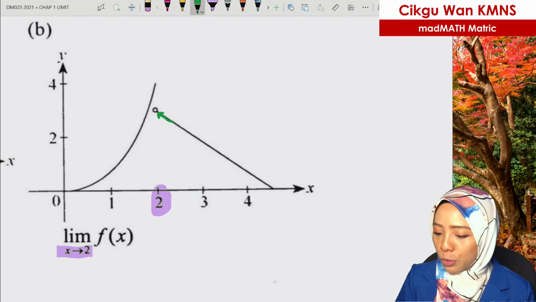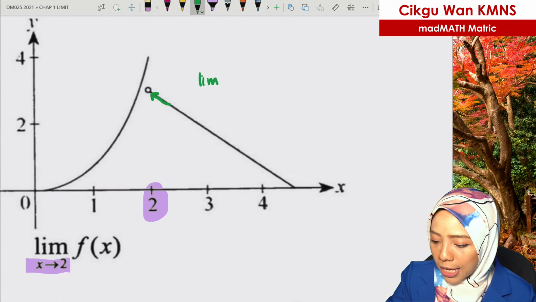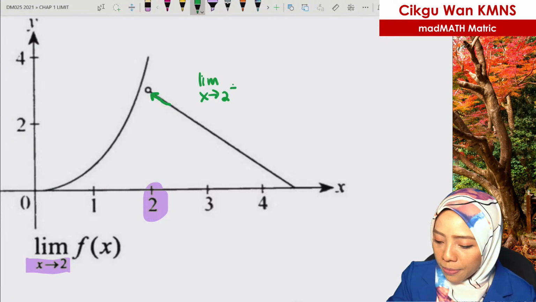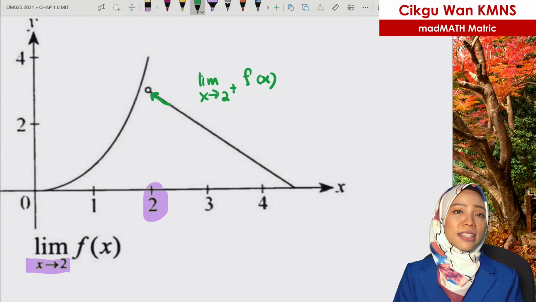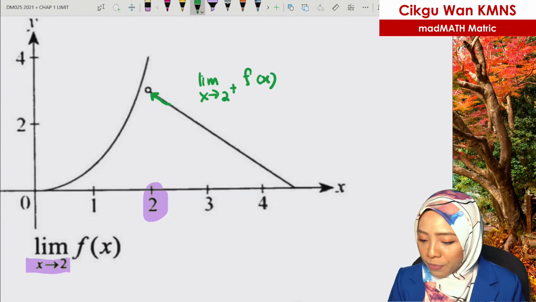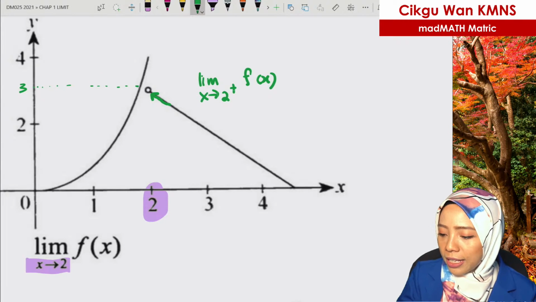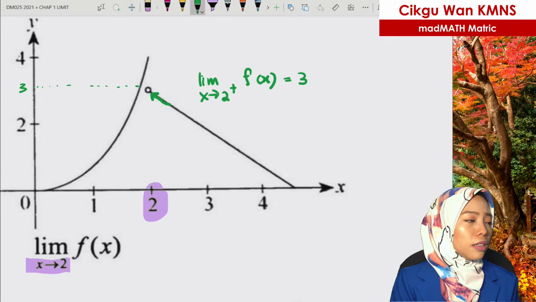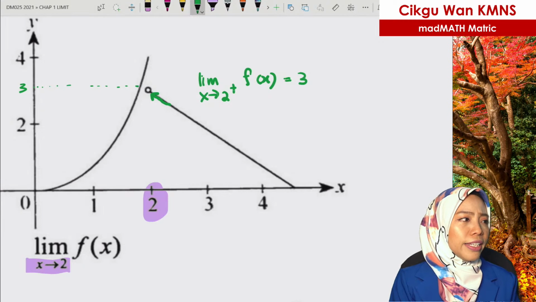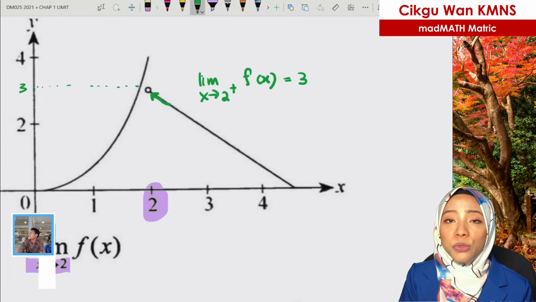Okay, limit x approaching 2 from the right. Function apa? Function ni f(x), kita tulis f(x) lah. Okay, so ini berapa nilai dia ni? Approaching 2. Ini di tengah-tengah ni, so kita assume dia 3 lah. So this is equals to 3. Yes, Ammar Irfan, ideal, from the right, very good. Okay, so from the right it's equals to 3.